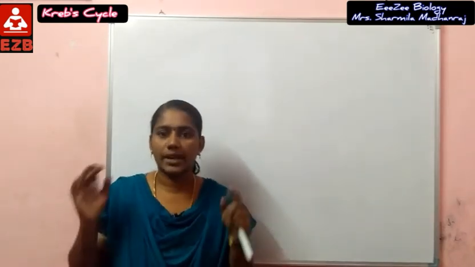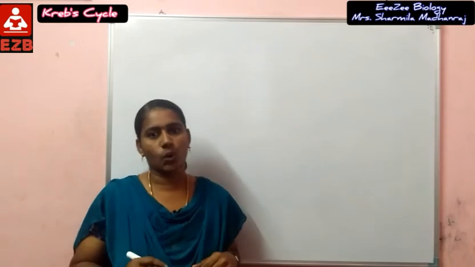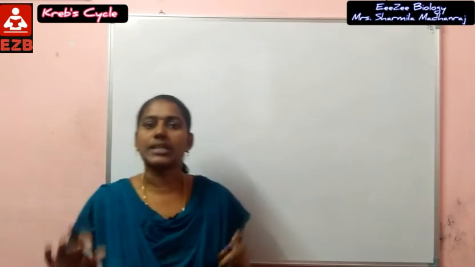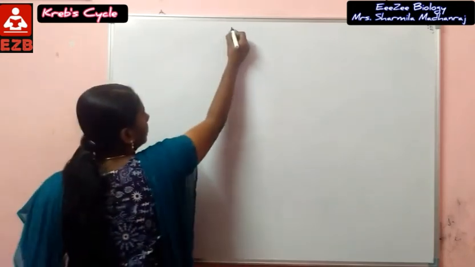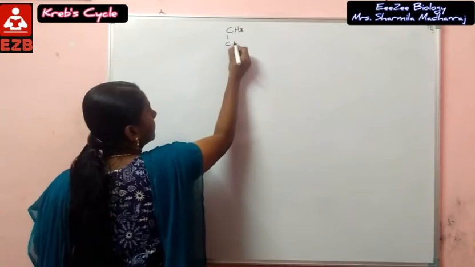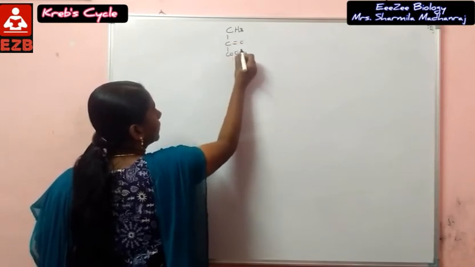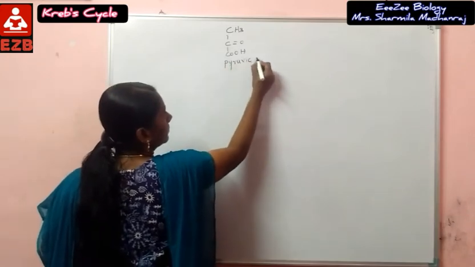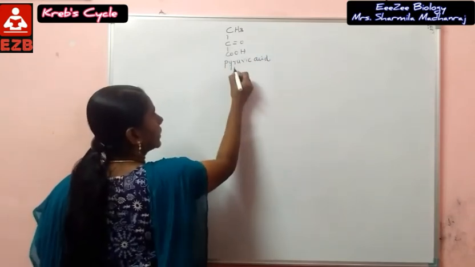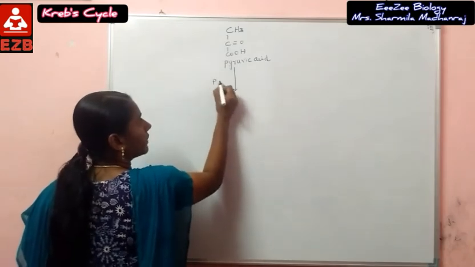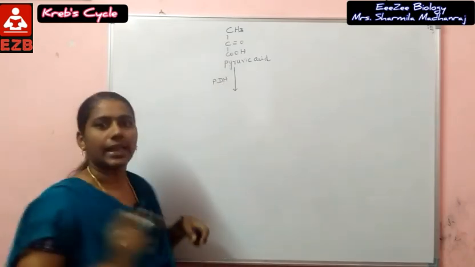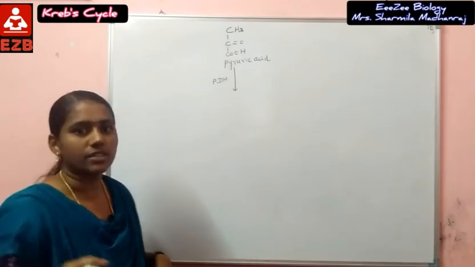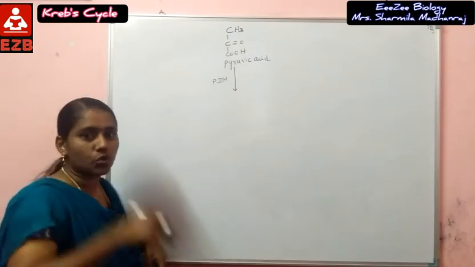Okay, now the steps. Pyruvic acid is converted to acetyl-CoA with the help of the pyruvate dehydrogenase enzyme. This reaction is called the link reaction. Here oxidation and decarboxylation take place. Coenzyme A enters into this reaction.